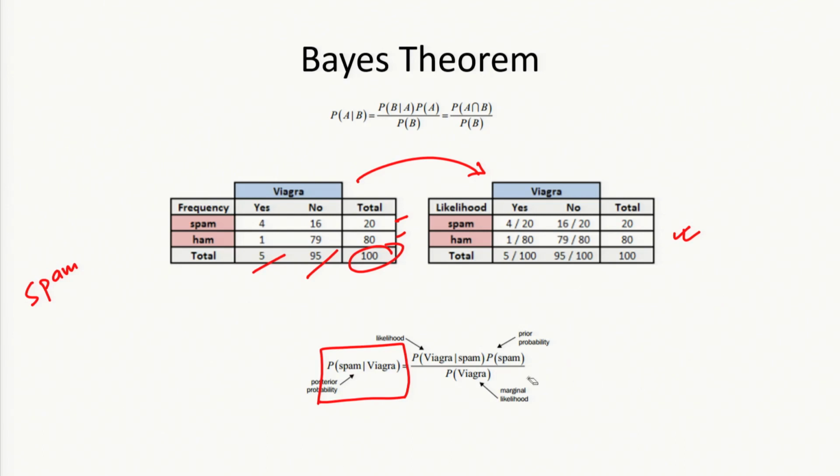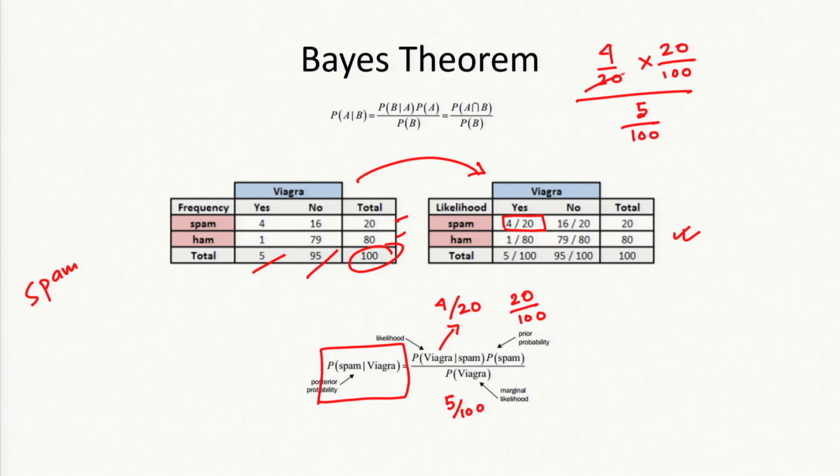So, what exactly is this V given S? Given that it is spam, what is the probability that it is Viagra? If you check, it is 4 by 20. While the probability of spam is 20 by 100. What is the probability that Viagra will occur? 5 by 100. So, the net probability is 4 by 20 into 20 by 100 divided by 5 by 100, which comes up to be 4 by 5, which is 0.8.